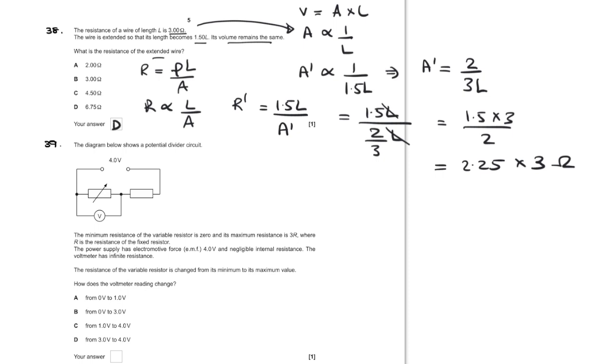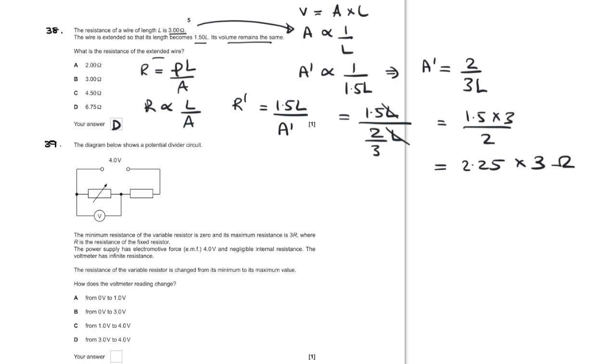So let's move on to the next one now. We are given that in this diagram, the minimum resistance of the variable resistor is 0 and the maximum resistance is 3R. Furthermore, the power supply has an electromotive force of 4 volts and negligible internal resistance. The voltmeter has infinite resistance, so we know no current can pass through. We are then asked how the voltmeter reading changes if the resistance of the variable resistor is changed from minimum to maximum value.